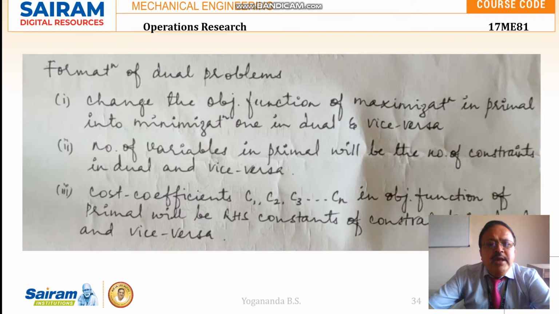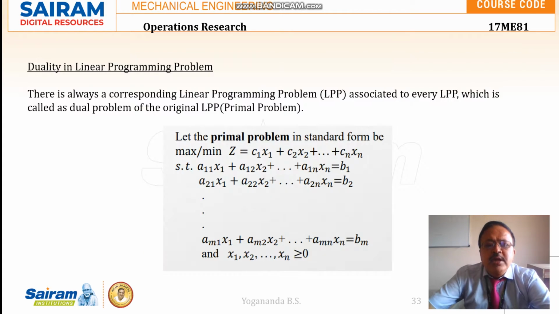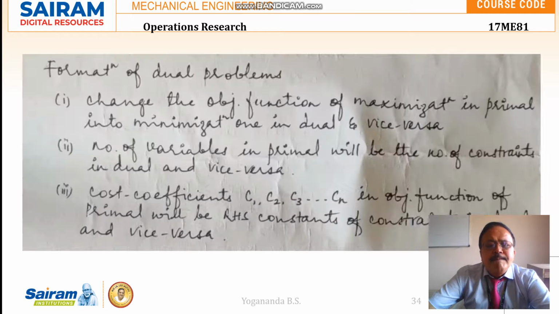So for this, duality exists. How to do the formation of duality? Change the objective function of maximization in the primal into minimization. If the objective function is to be maximized in the primal problem, then in the dual problem we have to write it as minimize z, or vice versa.